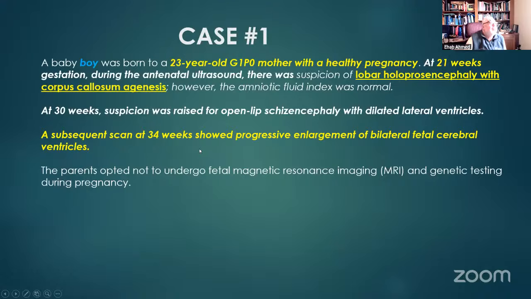Now they are getting closer and closer to the diagnosis, and now they have progressive enlargement of the bilateral fetal cerebral ventricles. Okay, if you have a baby with progressive enlargement of the bilateral fetal cerebral ventricles, what is your diagnosis? And then what is the differential? What is the differential?